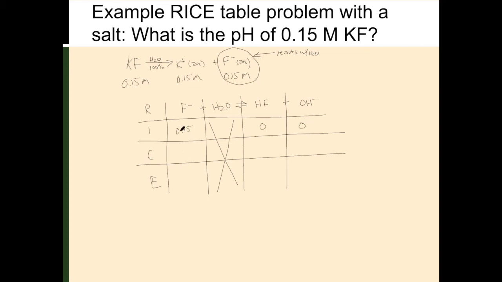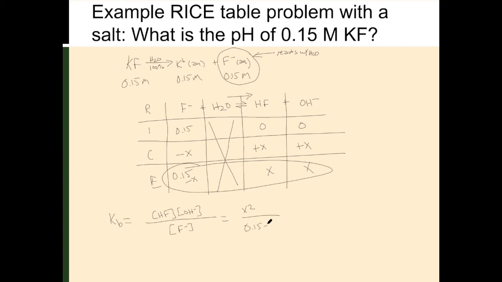And in the same pattern here, it's going to shift to the right because I don't have any of these products. So I'm going to lose X amount of the fluoride ion, gain X amount of these two products. So I bring my columns down, 0.15 minus X, X, and X. And so then I know that the expression for this reaction is a Kb, right? Because this is a reaction of a base, generates hydroxide. So it's going to be concentration of HF times concentration of hydroxide over the concentration of fluoride. And I substitute in the terms for my E row. So that becomes X squared over 0.15 minus X.